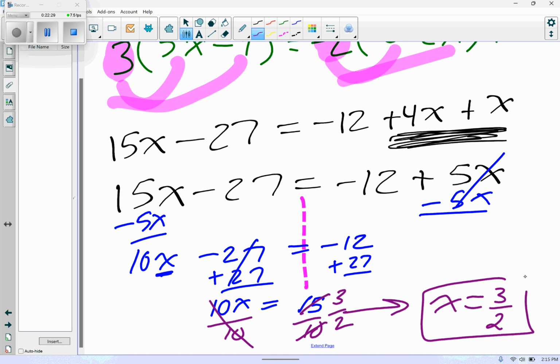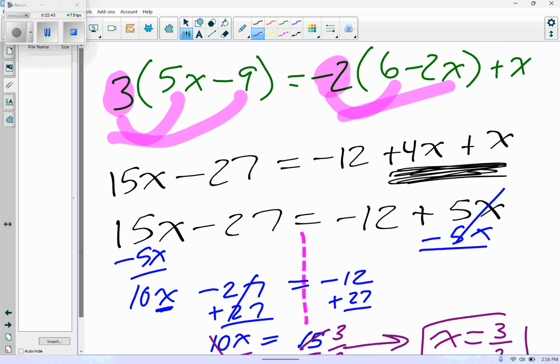Yeah. Tape? I have that too. Yeah. How did you get positive 4x? It has to do with being multiplied by negative. Oh. Negative times a negative is a positive. Tape.